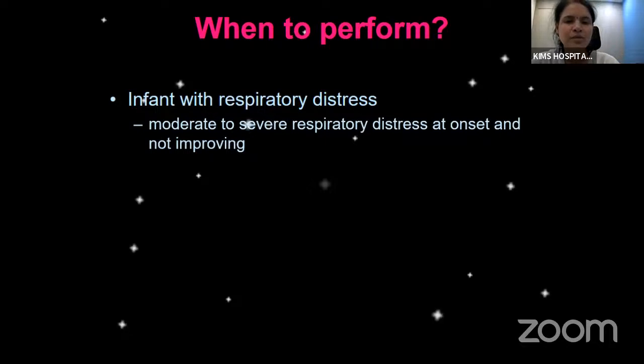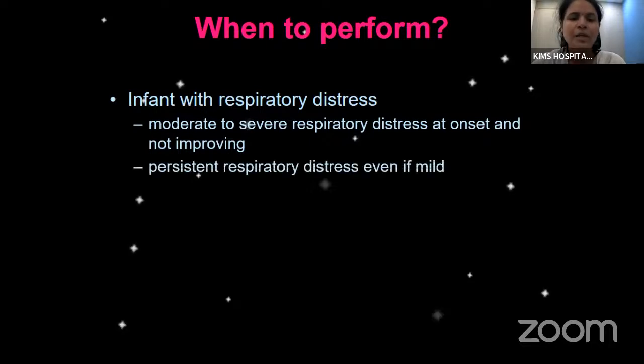Now, how severe must the respiratory distress be in order to perform the X-ray? It is usually believed that distress which is at least moderate to severe at onset and is not improving over the period of time is something that demands an X-ray for evaluation. Likewise, even mild distress when persistent beyond 6 to 12 hours, we would still want an X-ray because we would like to rule out conditions other than transient tachypnea of newborn.